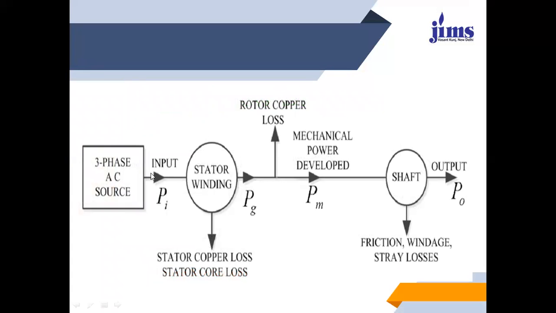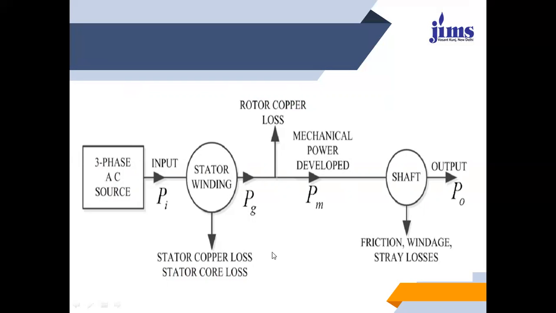This is another method through which we can identify the numerical parameters: which parameter is given to us and how we calculate the output power for a machine. The previous one was the graphical representation. Now we are getting the actual notation of the machine, how we calculate the losses, what different losses we have to deduct, and how we find the output power. Over here we have the three-phase AC source, which gives the three-phase supply, indicated by PI as the input power delivered to the stator winding of the machine.